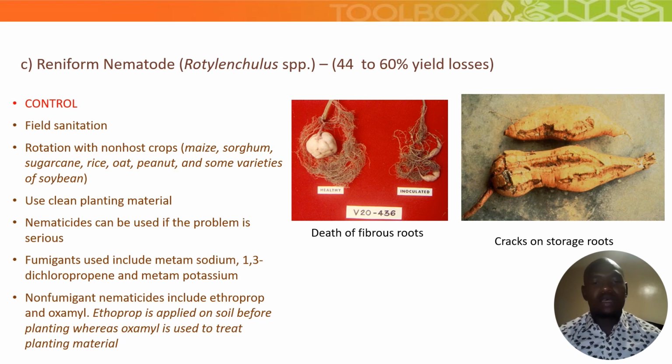Non-fumigant nematicides include ethoprop and oxamyl. Ethoprop is applied on the soil before planting, whereas oxamyl is used to treat the planting material.